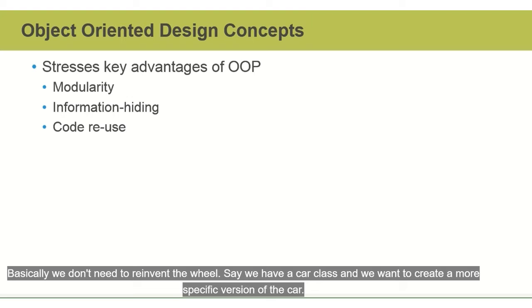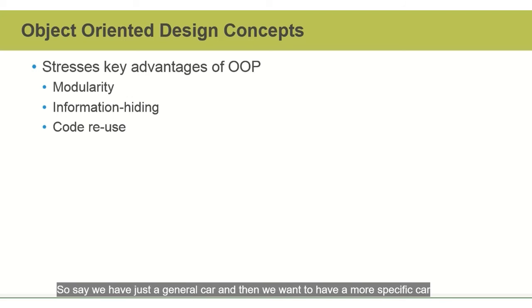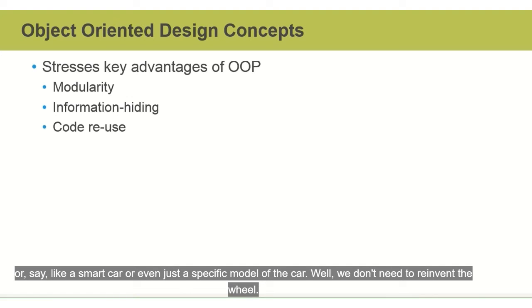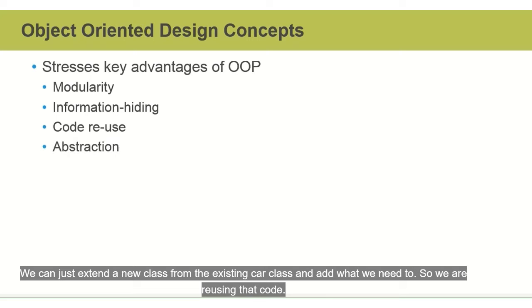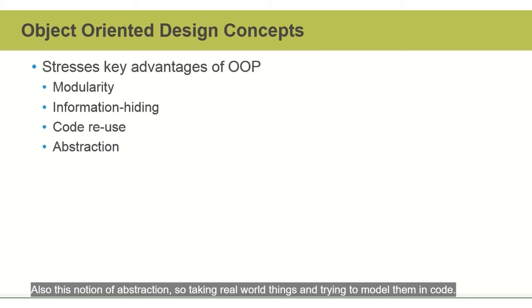Say we have a car class and we want to create a more specific version of a car. So say we have just a general car, and then we want to have a more specific car, say like a smart car, or even just a specific model of a car. Well, we don't need to reinvent the wheel. We can extend a new class from the existing car class and add what we need to. So we're reusing that code. Also, this notion of abstraction, so taking real-world things and trying to model them in code.